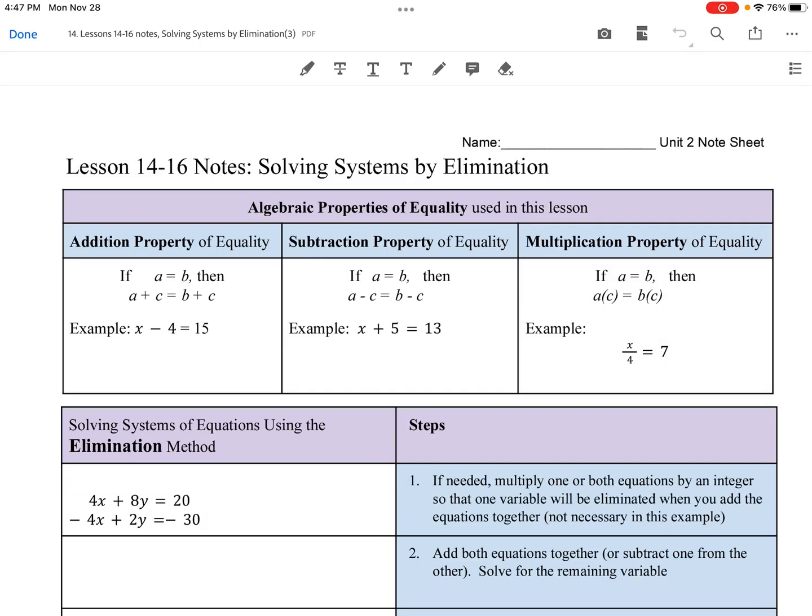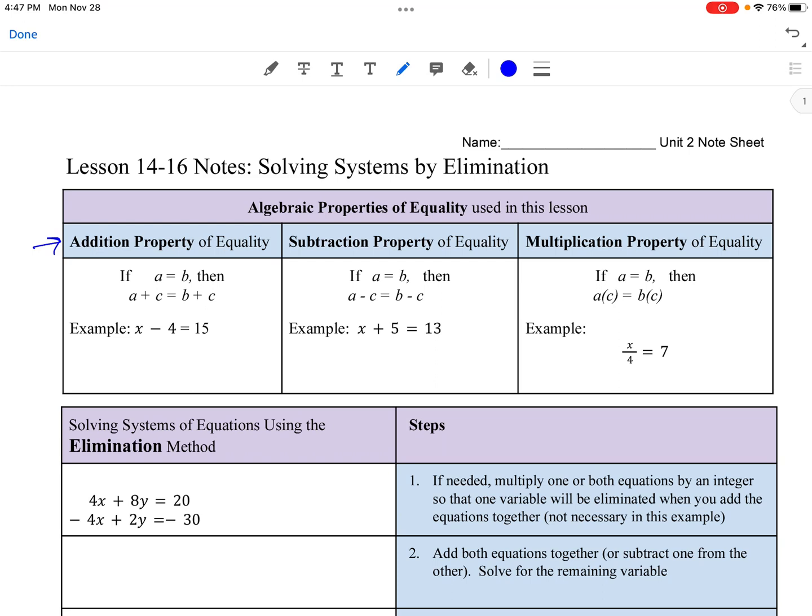Lesson 14 through 16 notes, solving systems by elimination. In this lesson, we're going to use these three properties of equality, which we've been using to solve equations. We just haven't talked about their official algebraic names.